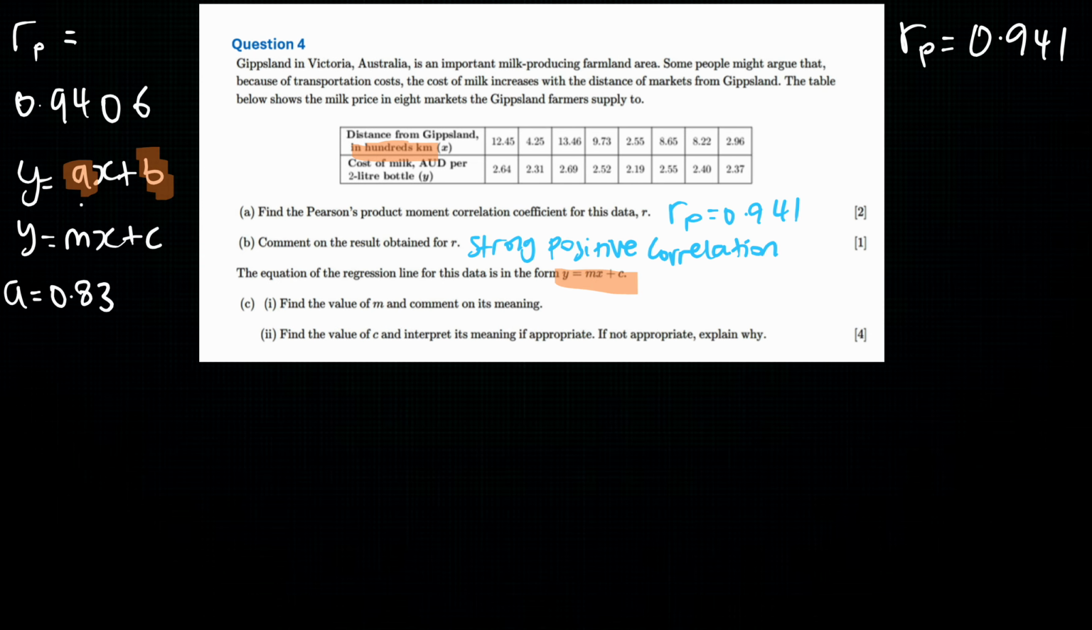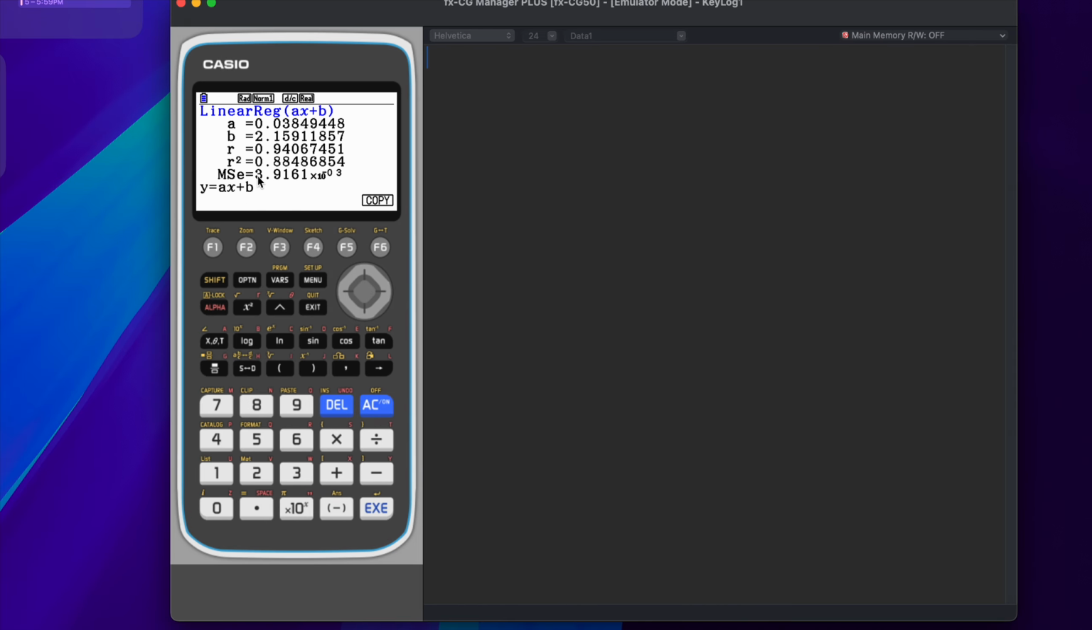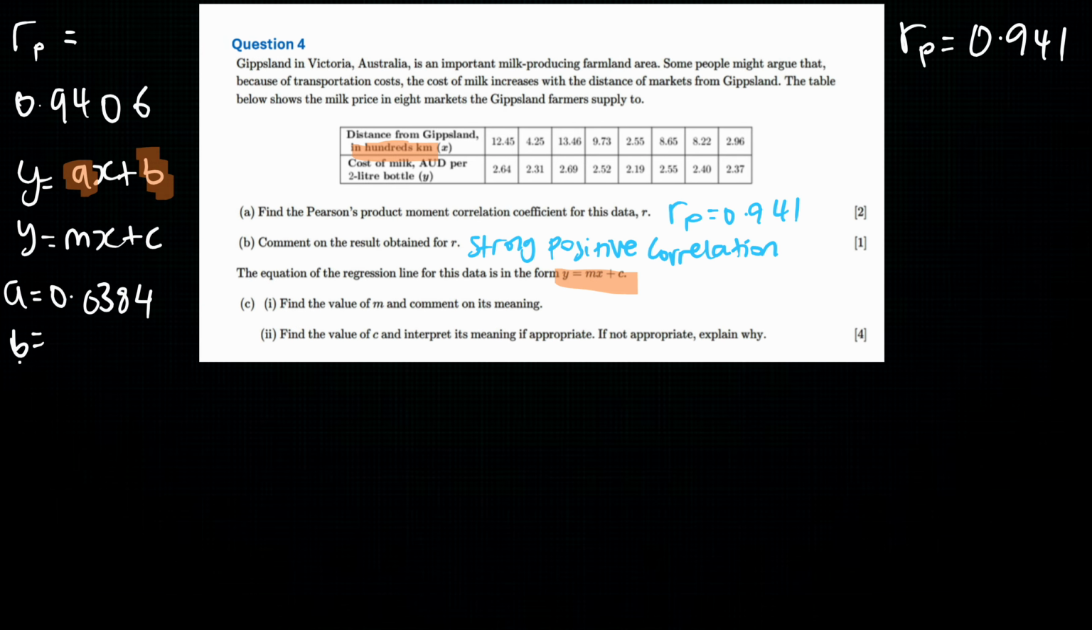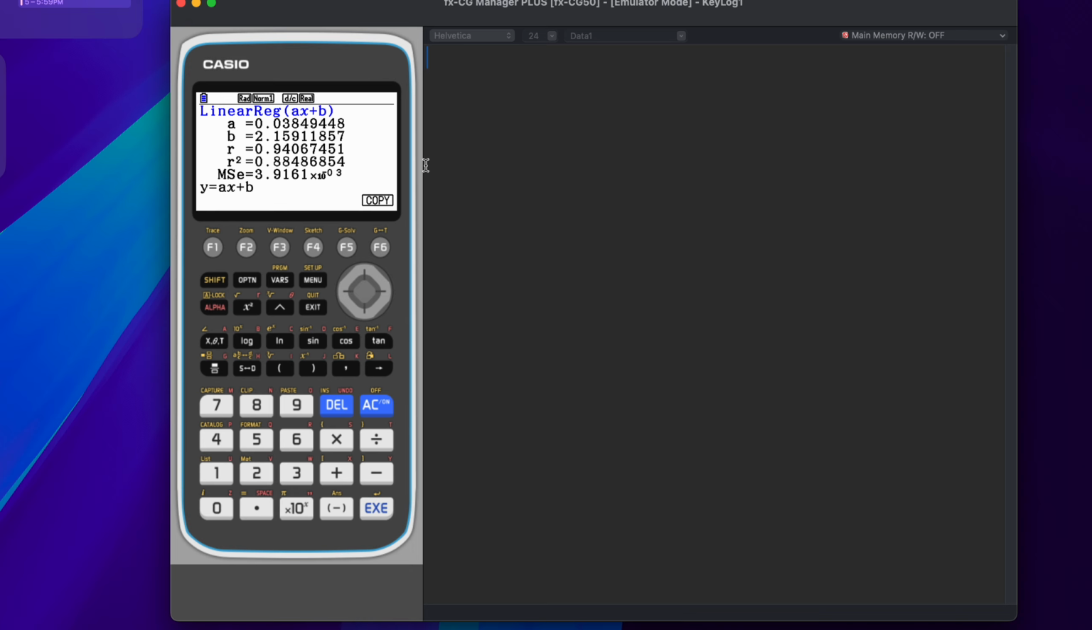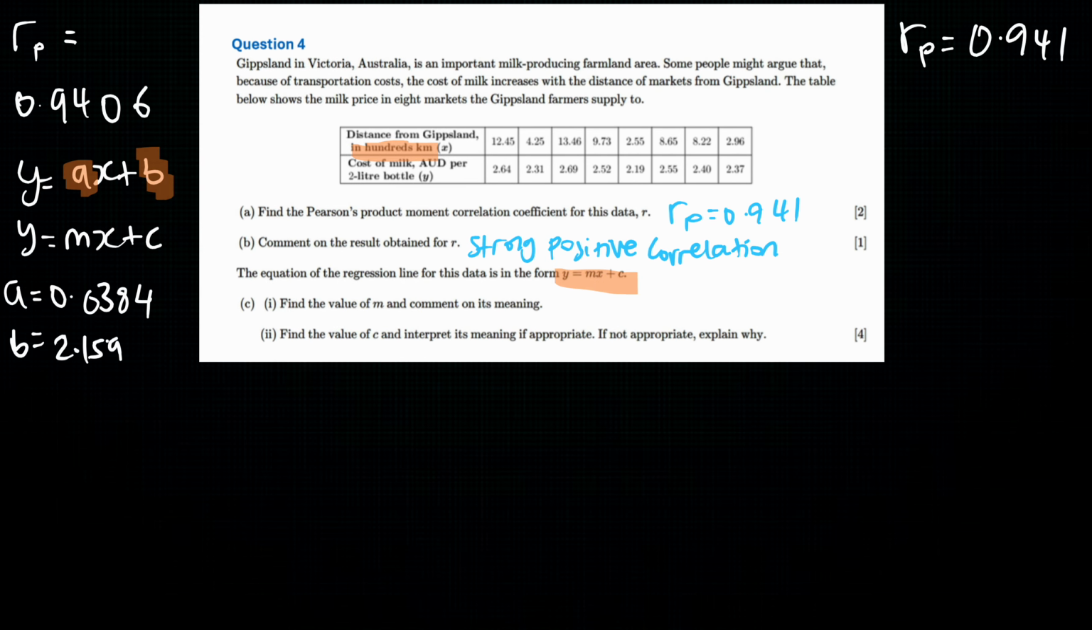0.0384. And the B value was 2.159, 2.1591. If we put that to 3 sig figs, A is going to be 0.038.